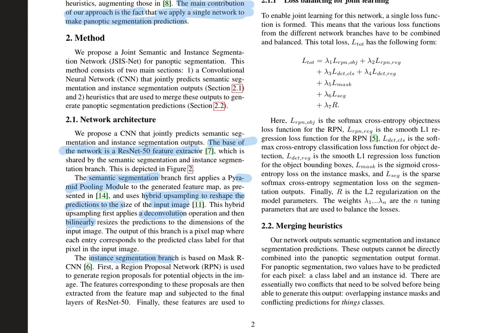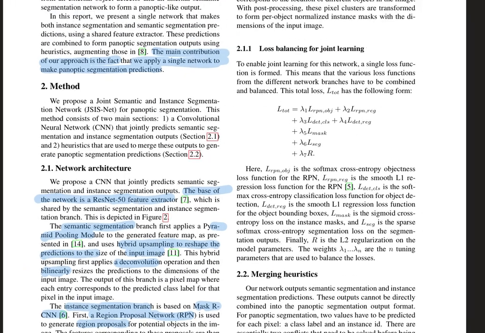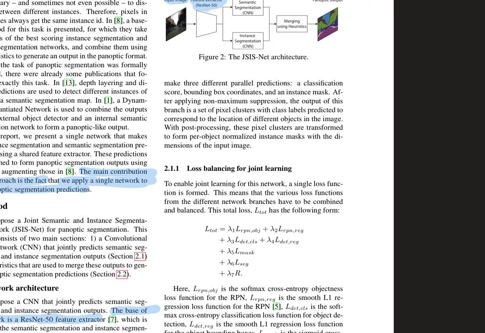Then there is the instance segmentation branch. First, you have a region proposal network to basically obtain region proposals based on the Mask R-CNN framework, and then these features also go through the final layers of ResNet. In the instance segmentation module, you're going to have a classification score as one of your outputs, bounding box coordinates, and also an instance mask. There is a non-maximum suppression applied, and the output would be basically pixel clusters with class labels and the identifiers for different objects.